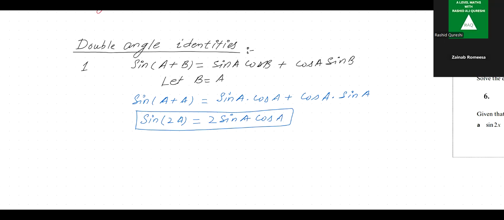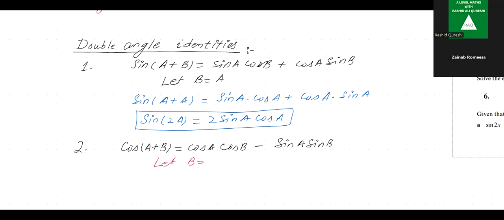The second one is, suppose we have this one, black marker. The second one is we have cos of A plus B is equal to cos of A into cos of B minus sine of A into sine of B. This plus becomes the minus. So the same procedure, you have to replace. Where you have the B, you have to put it equal to A.